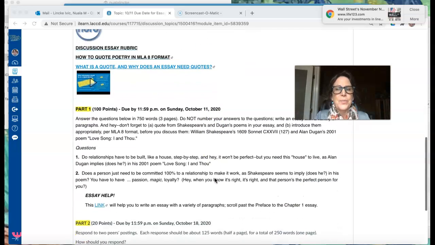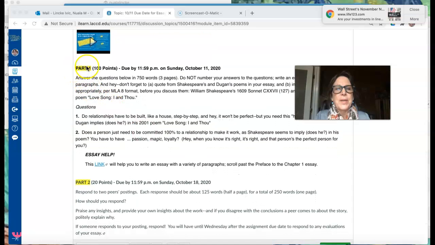Okay, surveying the rest of the assignment, we can see that we have a part 1 and a part 2. The first week of this assignment, which is in week 6, we are concerned with part 1, which is the essay. It's due by 11:59 p.m. on Sunday, October 11th, 2020. The peer evaluations are part 2, and they are due by 11:59 p.m. on Sunday, October 18th, 2020. So you will see this assignment listed twice in your calendar, in week 6 and then in week 7.